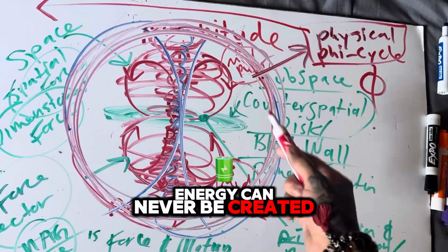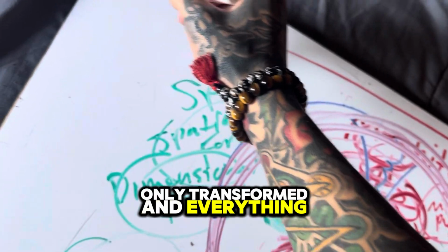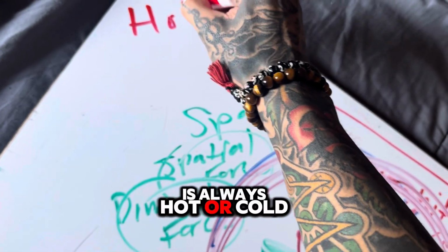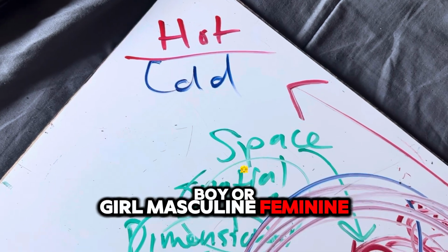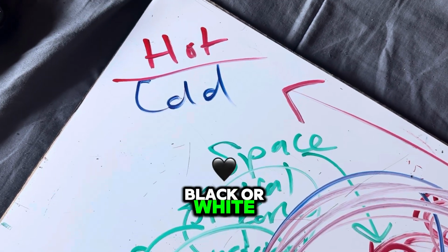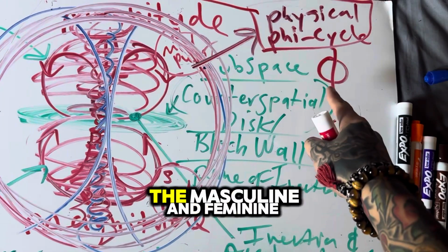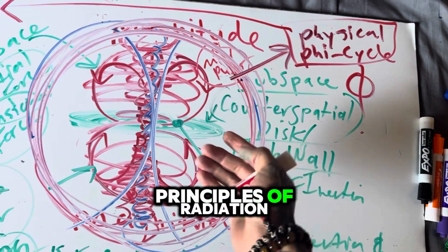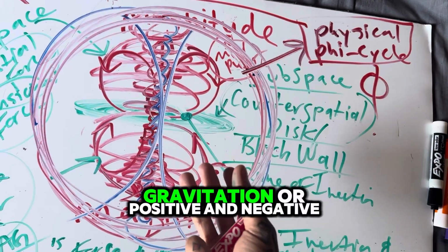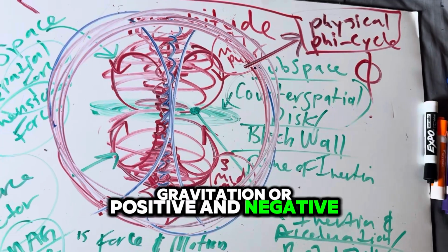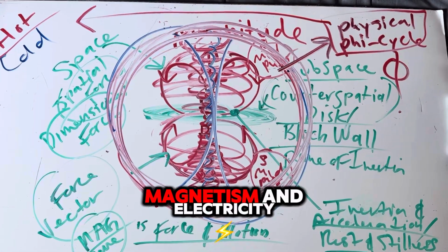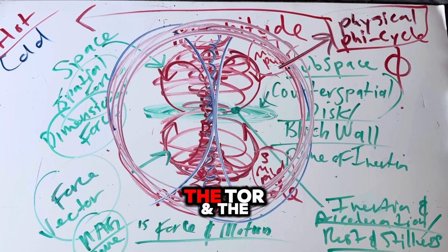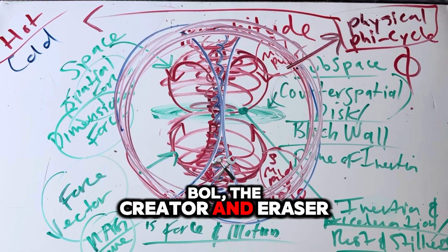Energy can never be created or destroyed, only transformed, and everything is always hot or cold. Everything is either up or down, boy or girl, masculine, feminine, black or white. And it's due to the masculine and feminine principles of radiation and gravitation, or positive and negative, or the release and return of energy, magnetism and dielectricity, the Tor and the Bull, the creator and eraser of space.